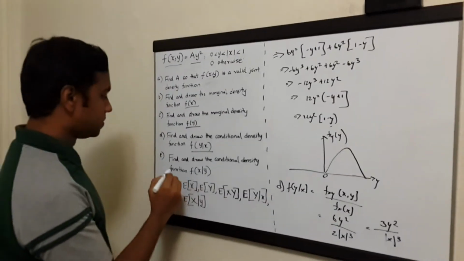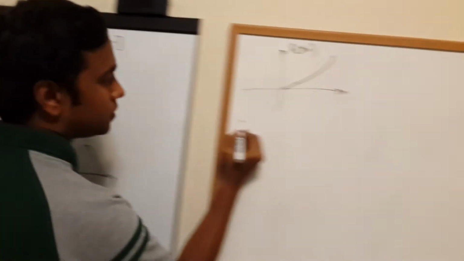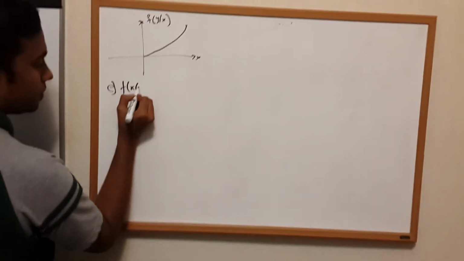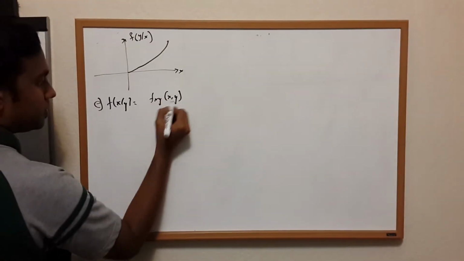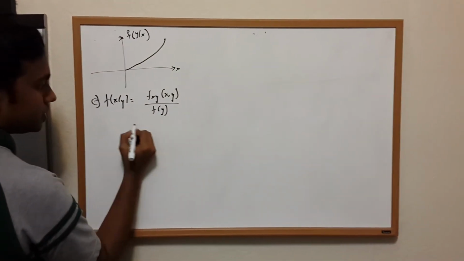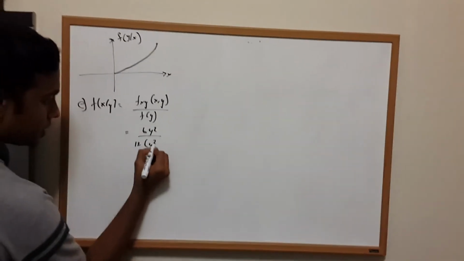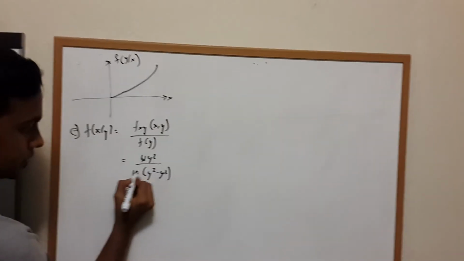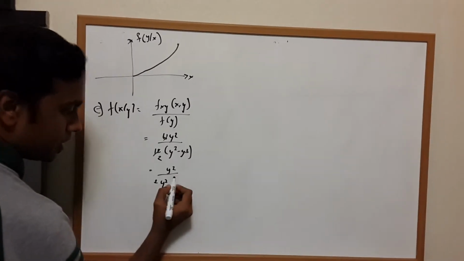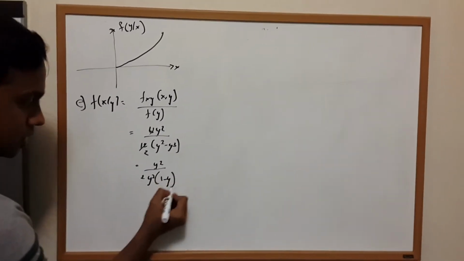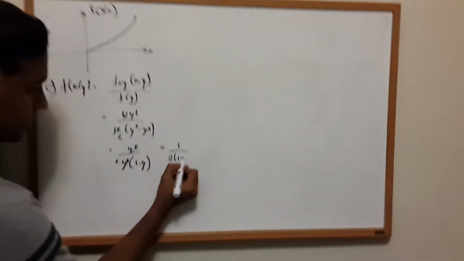Next we proceed to the fifth subdivision. Find and draw the conditional density function f of x given y. So f of x given y equal to fxy of x comma y by f of y. So this is given by 6y squared by 12 into y squared minus y cubed. So this goes 2 times, equals y squared by 2 into, taking y squared common, we get 1 minus y. So y squared cancels, which gives rise to 1 by 2 into 1 minus y.